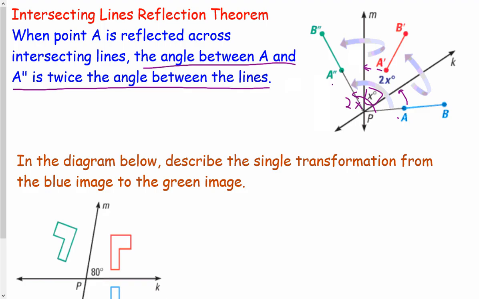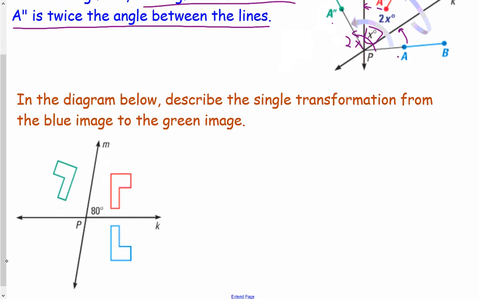So going down here, just to explain it a little bit better, we've got an example where we went from blue to red, and then from red to green by reflection. They're asking what is one transformation that will work to go from blue to green. And again, we got 80 degrees here, so you have to do 2 times 80, which gives us 160 degrees. And from blue to green would be a 160-degree rotation.